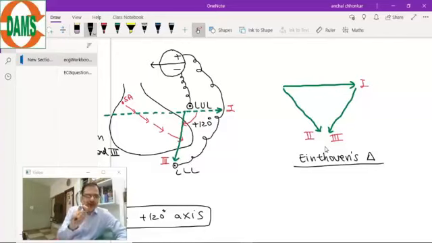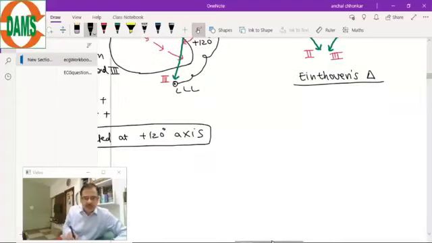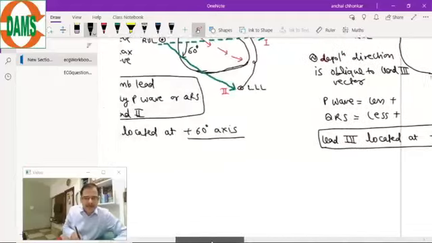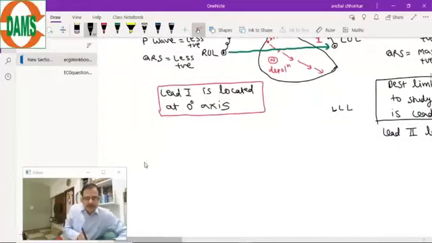Now coming to the unipolar limb leads. The unipolar limb lead system is a slightly complicated one. So let's look at the unipolar limb leads.